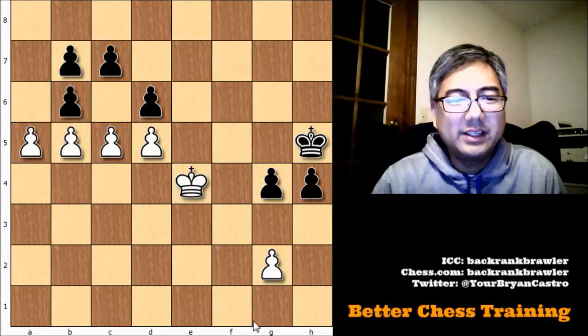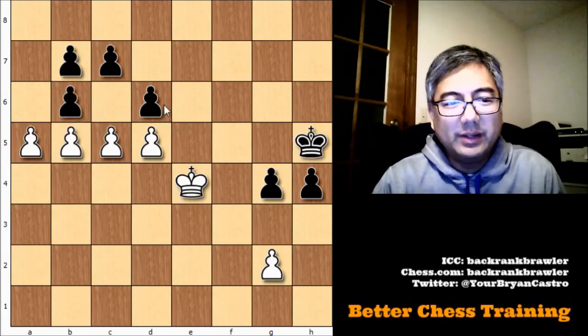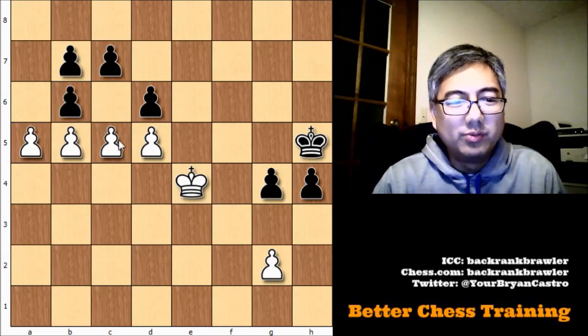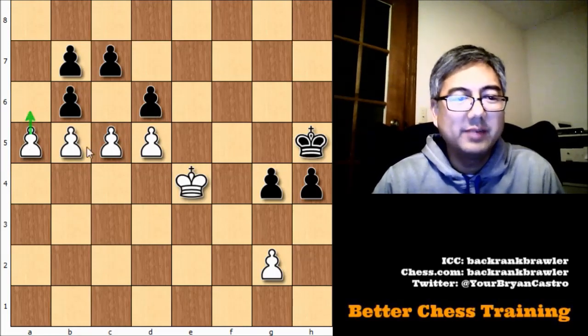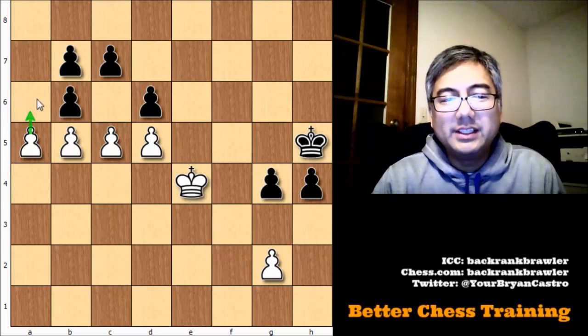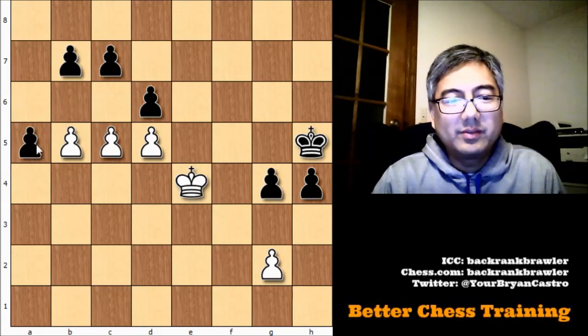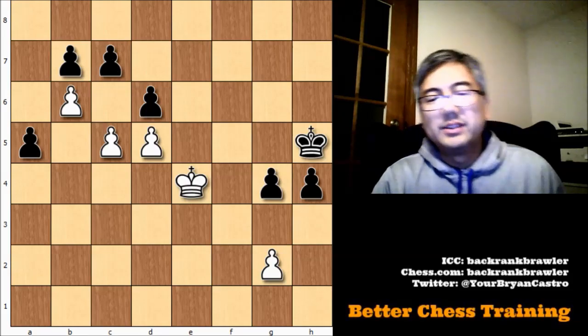B takes a5. Actually, I don't think I showed what happens here. Of course, any move to take the c pawn will be met by a6. Okay, so that is the intended move. That's why black has to capture here first. Then b6. Okay, so let's go on to our next.